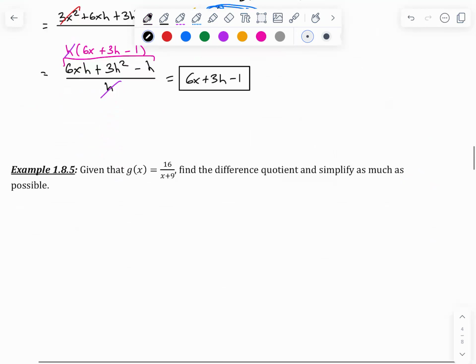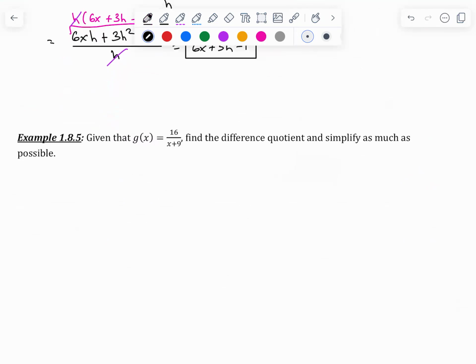Last one for this video. Given that g of x is equal to 16 over x plus 9, find the difference quotient. So it's a different function. It's labeled g, but the definition of the difference quotient is still going to be the same. We're just going to change f to g. So DQ is equal to g of the quantity x plus h minus g of x, all divided by h.